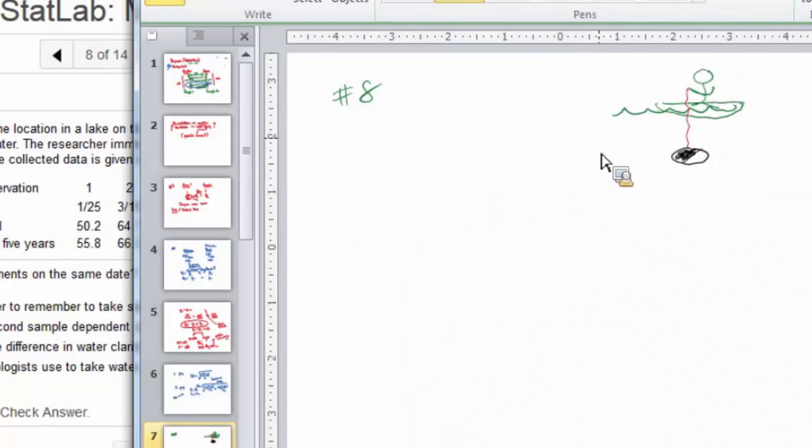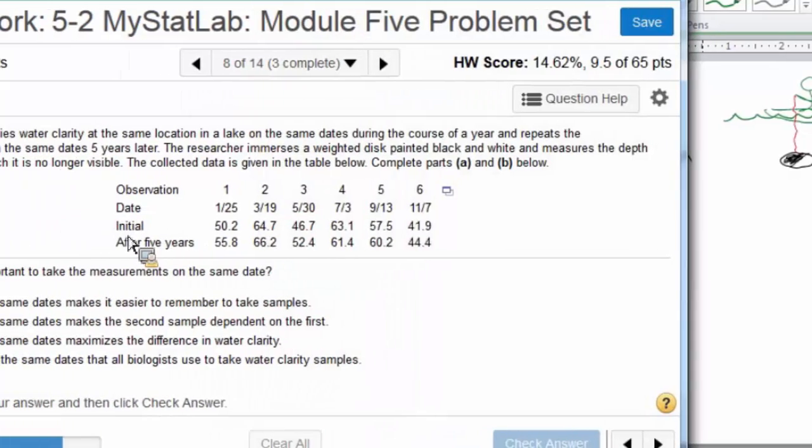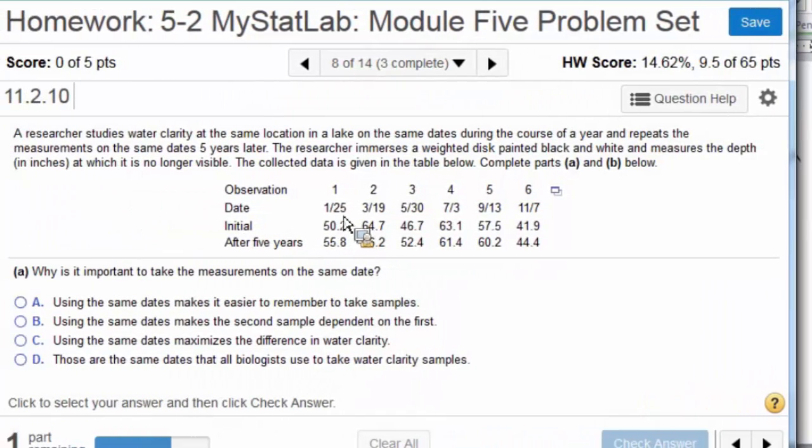He's dropping it in the water and is trying to figure out how deep the researcher can go and still see the disk. So deeper means clearer. Right? The deeper you can see into the water, the clearer it must be. So he did some measurements on January 25th, on March 19th, on May 30th, etc.